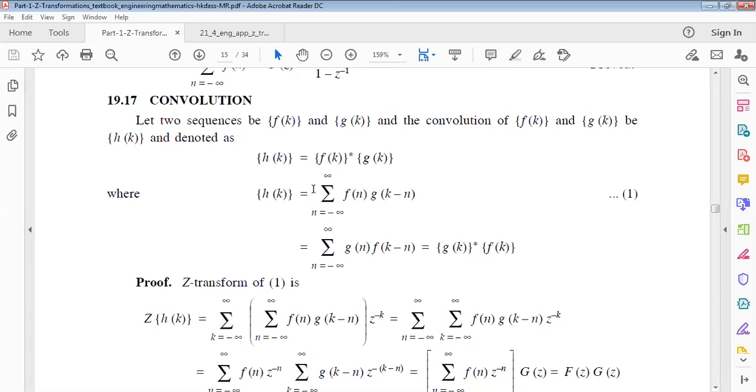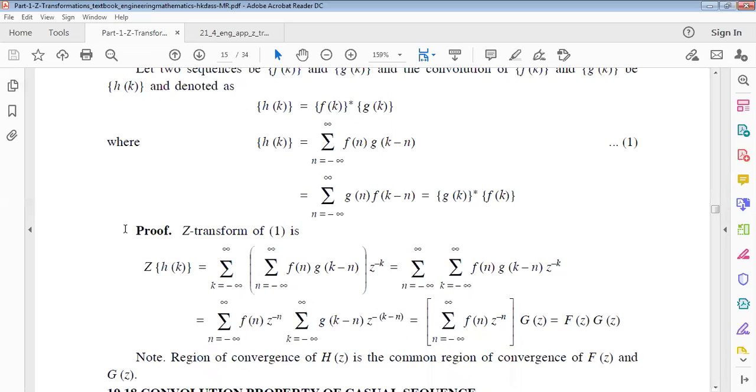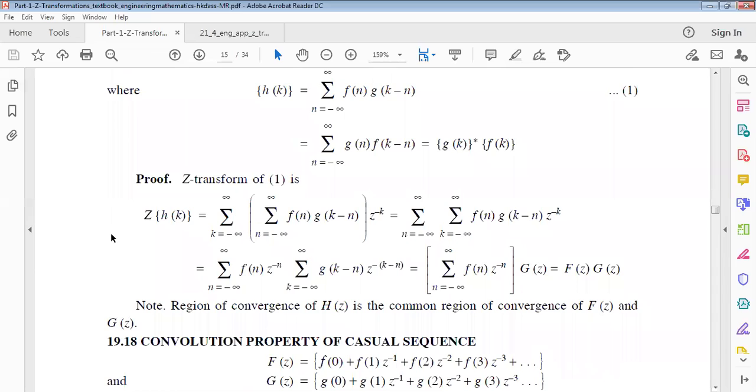Actually we have proved the convolution theorem in Laplace transformation and in Fourier transformation also, and now in Z transformation. So this theorem has many contributions to transformations, because it is used in different kinds of transformation, Laplace transformation, Fourier transformation, and at last Z transformation, and it has many uses in engineering.